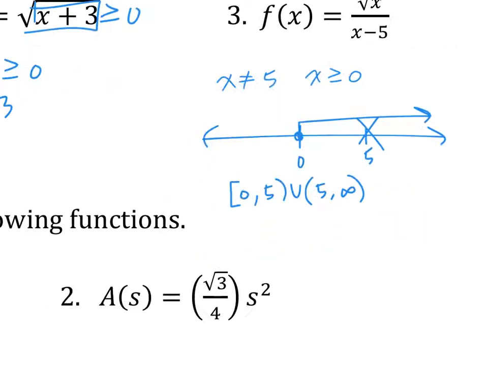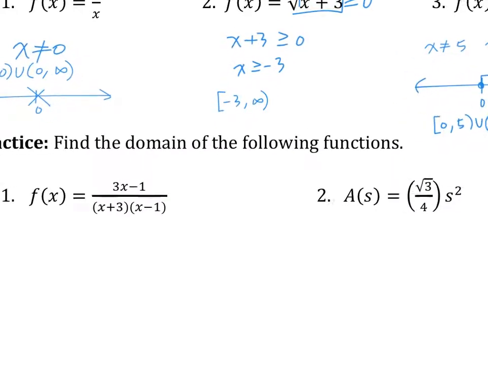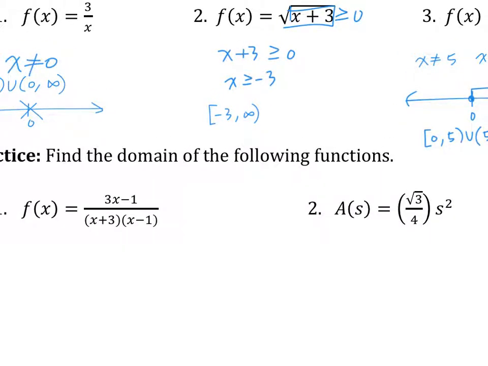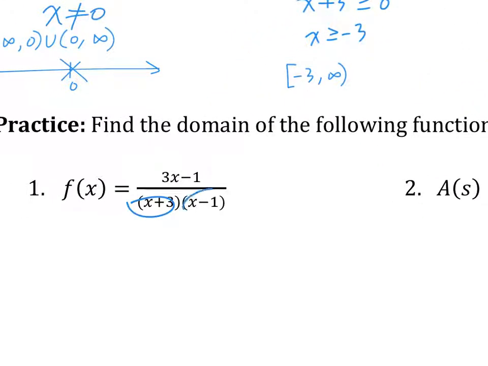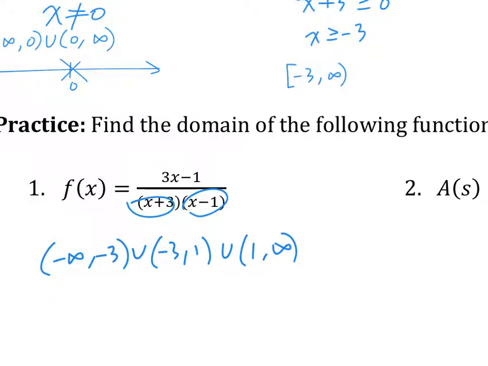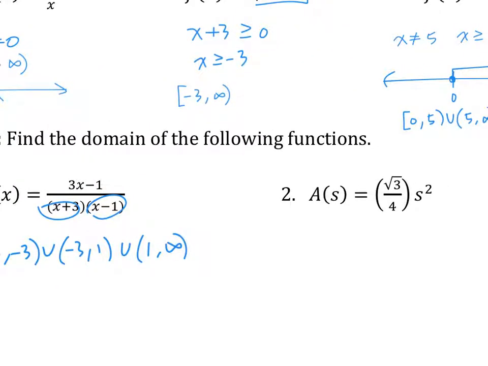Okay? All right. Let's have you try 1 and 2. Find the domain. Please don't get tricked. Remember, we're only looking for 2 things: denominators and radicals that are even. Okay, number 1, we cannot have negative 3. We cannot have 1. So that is negative infinity to negative 3, negative 3 to 1, and then 1 to infinity. Number 2, there is no denominator and there is no radical. So that is all real numbers, or negative infinity to infinity. Please don't get tricked by things that are not denominators or radicals.